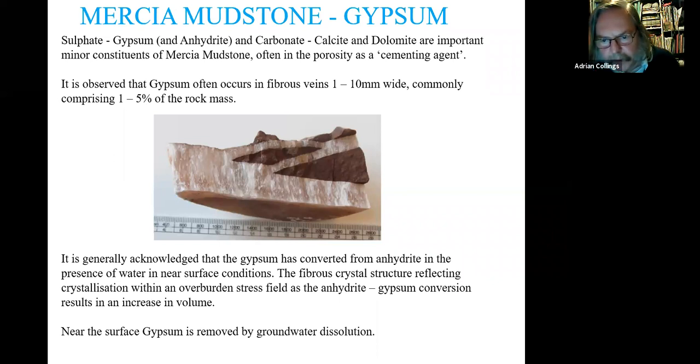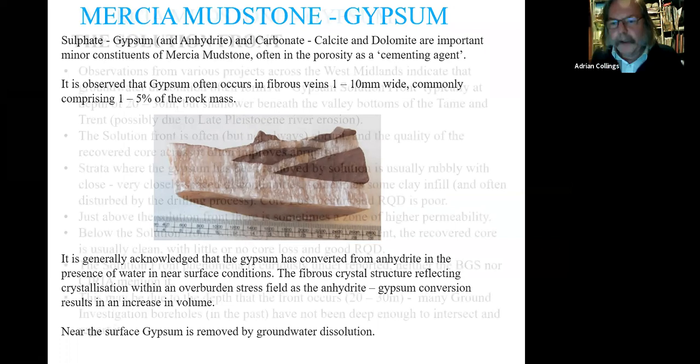It is observed that gypsum often occurs in fibrous veins 1 to 10 millimeters wide, commonly comprising 1 to 5% of the rock mass. It is generally acknowledged that gypsum has converted from anhydrite in the presence of water in near surface conditions. The fibrous crystal structure reflects crystallization within an overburdened stress field, as the anhydrite gypsum conversion results in an increase in volume. Near the surface, gypsum is removed by groundwater dissolution.